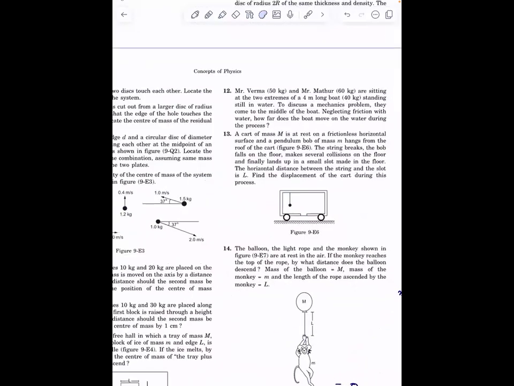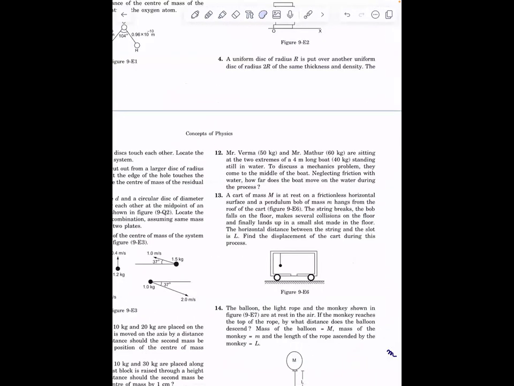Okay, guys. Now listen carefully. I'll take Mr. Verma, H.C. Verma himself, you know. At that time when he was writing the book, he was thin, like 50 kg only. And Mathur is his friend. So let us take an example. Verma is here, suppose, and Mathur is here. They are sitting at the two extremes of a 4-meter long boat. Boat mass is given 40 kg. So its center of mass, 40 kg, is acting here.